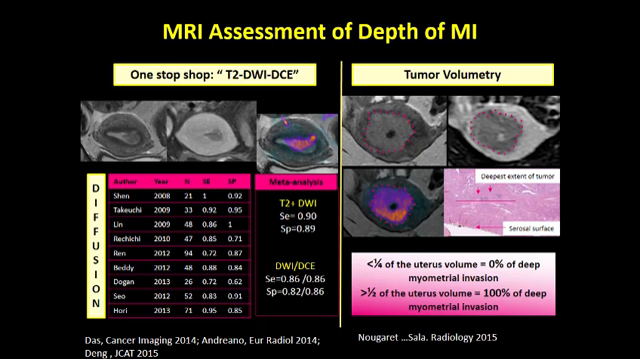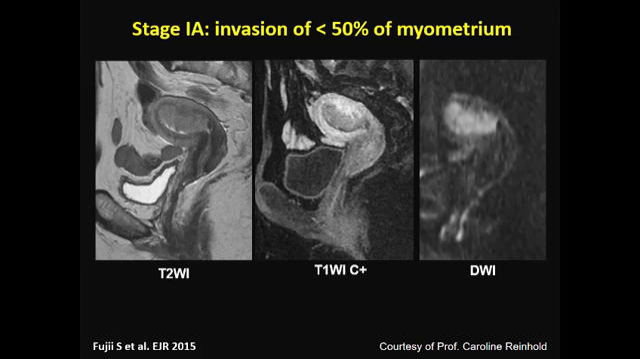There's been some very elegant work done by one of my colleagues, Stephanie Nougaret from Montpellier, looking actually at tumor volumetry and also the volumetry of the ADC as well. She showed that if the ratio between the tumor and the uterus volume was less than 25%, then there is no myometrial invasion. But if it was more than 50%, all cases had deep myometrial invasion. So that can be potentially applied, and you can do it in your scanners, and it does give quite a lot of information to the clinicians.